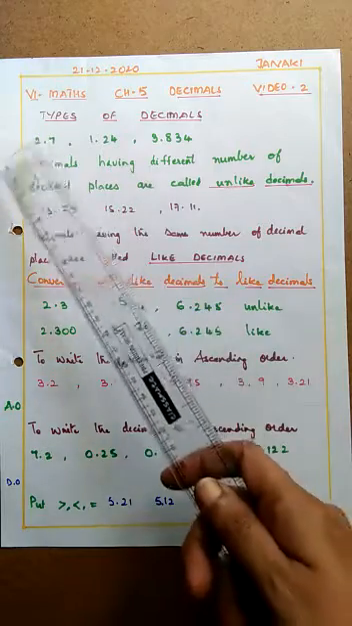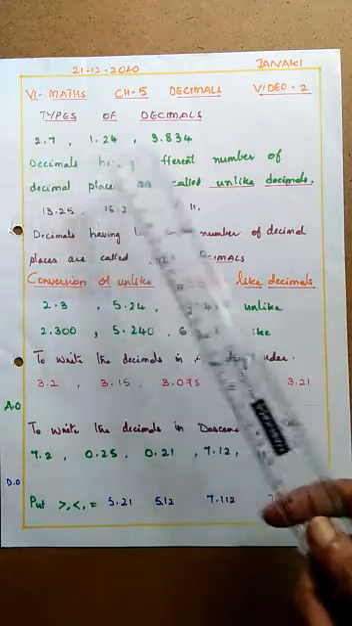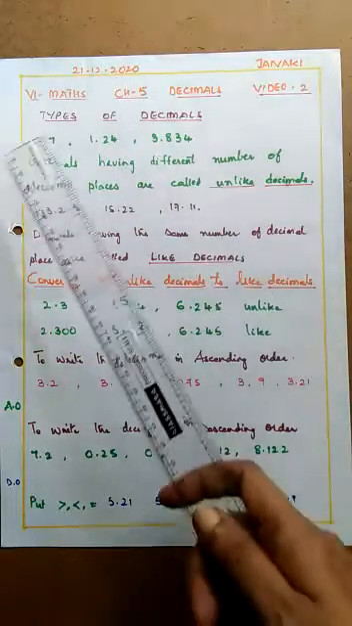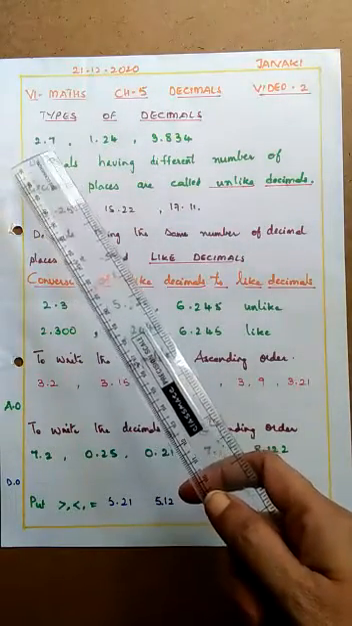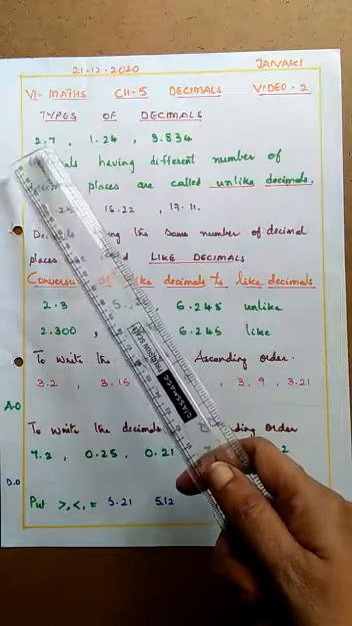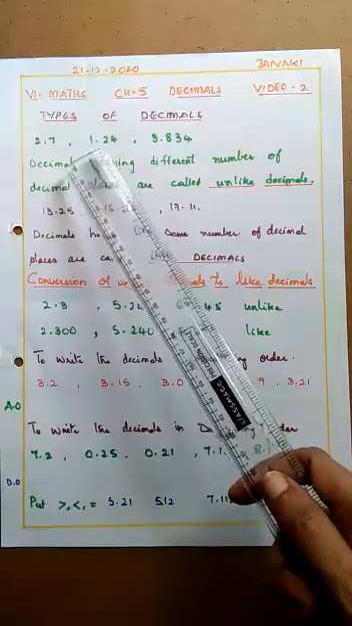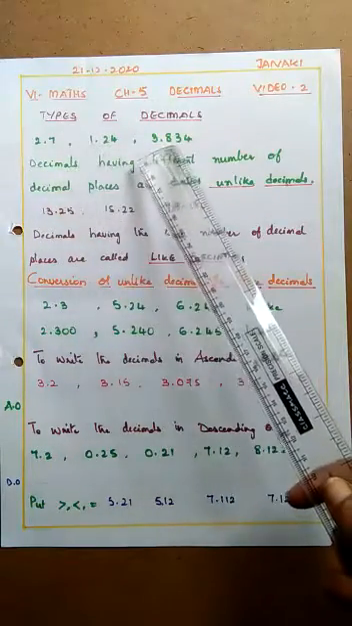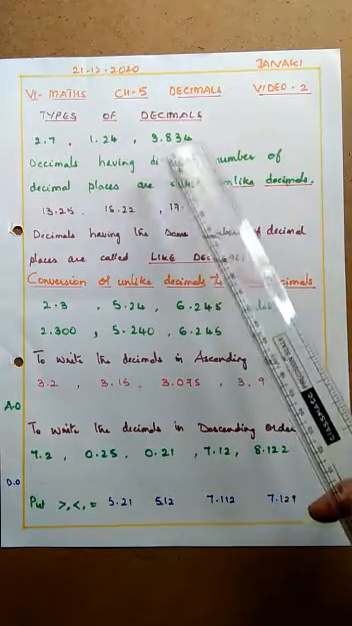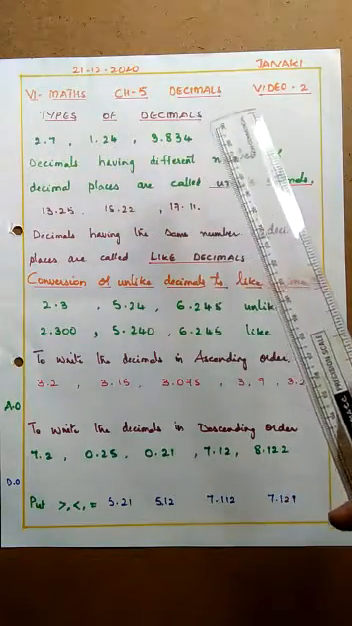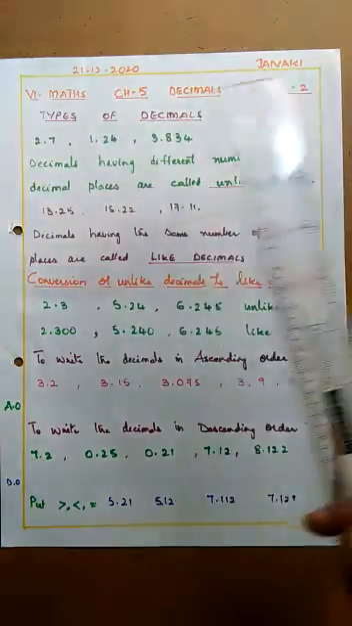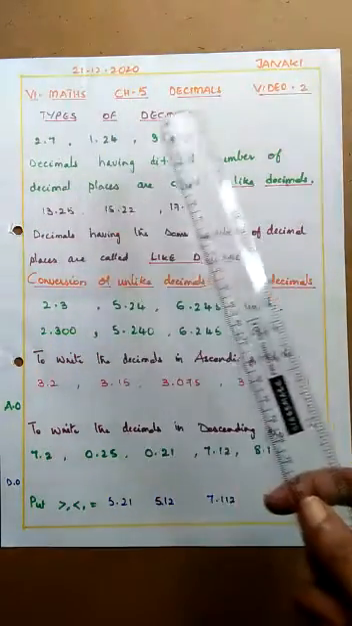So here I have taken 2.7, 1.24, 3.834. Now observe the number of decimal places after the decimal. Here you have only one place. For the second one you have two places, and for the third number you have three decimal places after the decimal point. So here the number of decimal places are varying: 1, 2 and 3.